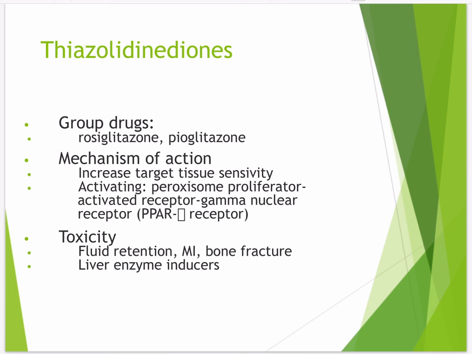Another group, the thiazolidinediones, is also very important. We can see two drugs, rosiglitazone and pioglitazone. These are very important drugs, and the mechanism of action is increased target tissue sensitivity and increased activity of the peroxisome proliferator-activated receptor gamma, a nuclear receptor. The effect on the PPAR receptor is very important.